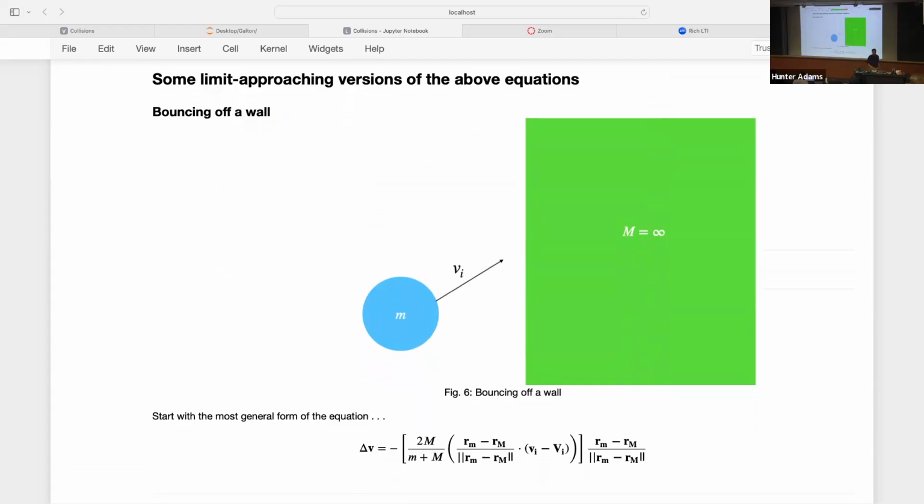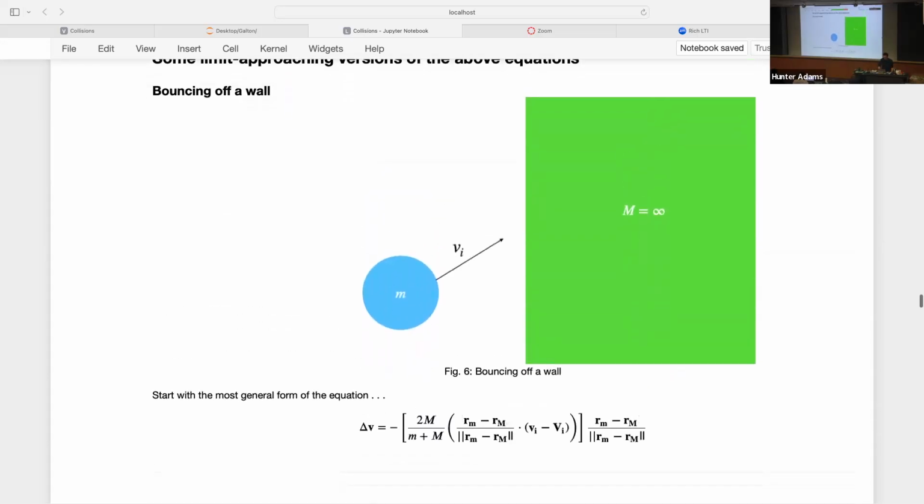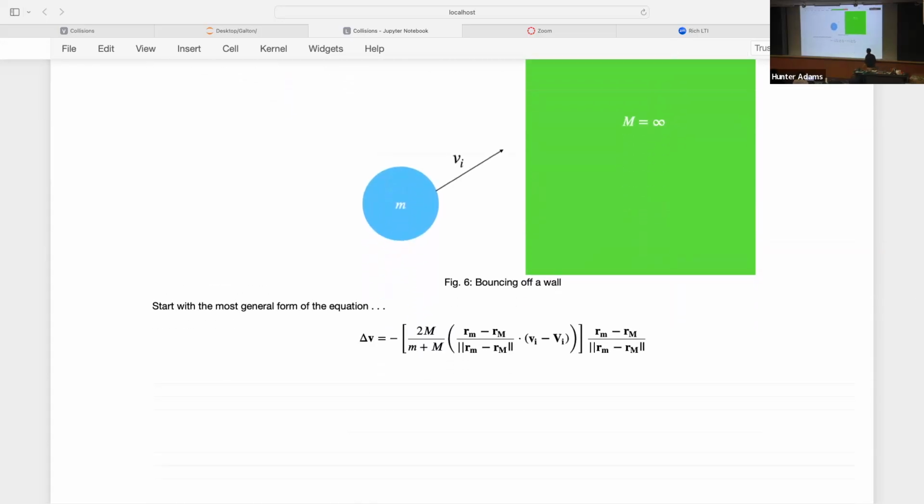So the most general form of the equation that we just solved for, written as a change in velocity, is given here. We want to take this most general form and modify it so that it describes this situation. So what is a wall? A wall is a ball with infinite radius. Take that ball and make it bigger and bigger, and when the radius gets to infinity, you've got a perfectly flat wall. So the wall is an infinite radius ball, which raises this question.